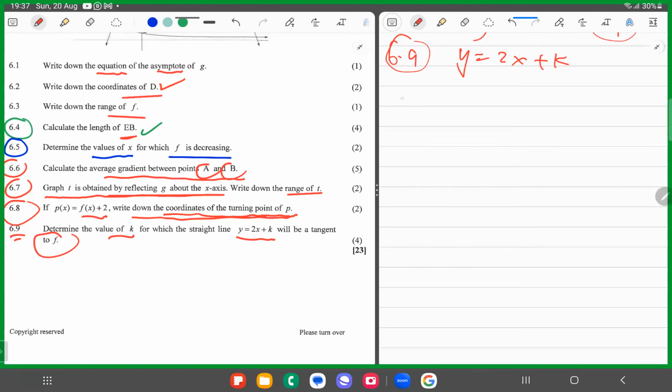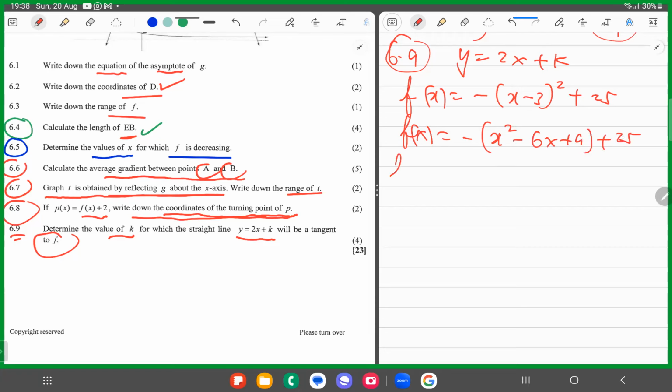Okay, so now we start by writing the function f, which is minus into x minus 3 all squared plus 25. So it is f of x, which is minus. You square this, which is x squared. X by minus 3 is minus 3x by 2, minus 6x plus 9, plus 25. F of x is minus, so you distribute, which is minus x squared plus 6x minus 9 plus 25. So which means f of x is minus x squared plus 6x plus 16.